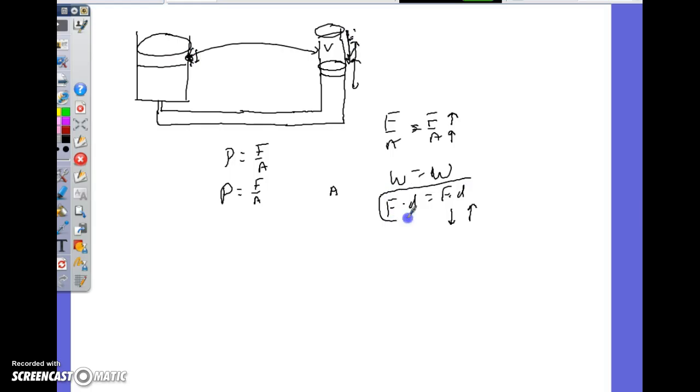Both of these equations, by the way, work when talking about hydraulic machines. Okay? So with that in mind, try number 5 and number 6.